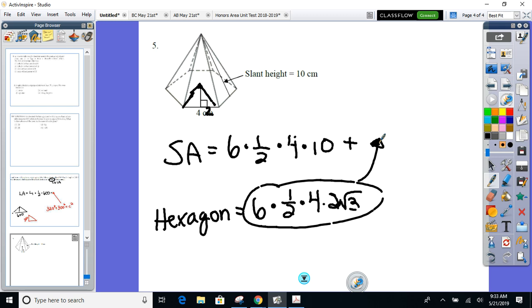We okay there? It's tough when it's not a square. I know, it's tough when it's not a square or a triangle for the base. Others, let's go. Yes, Kevin. 14.